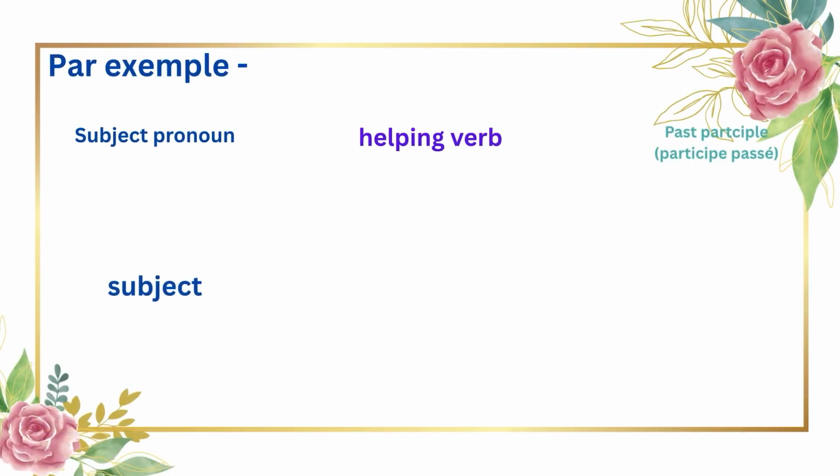More examples, je suis arrivé. Over here, we use the verb être as the helping verb, and we have the past participle of the verb arriver. Of course, it is important to note that in French, most of the verbs take avoir as the helping verb. On the other hand, there are some verbs, a specific list of verbs that use the verb être as the helping verb.